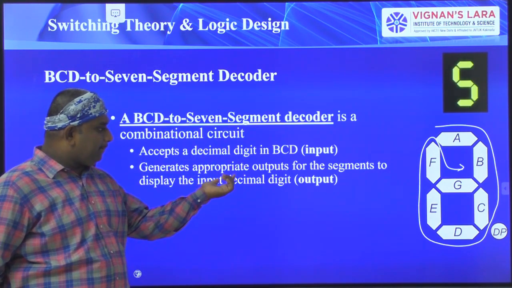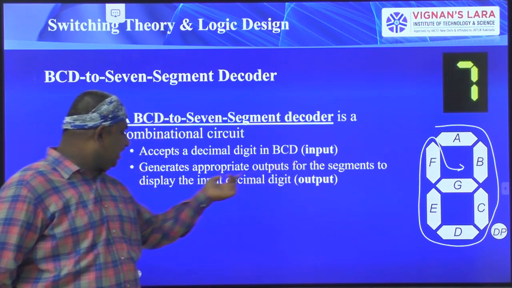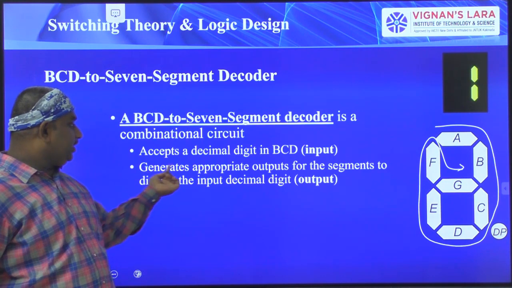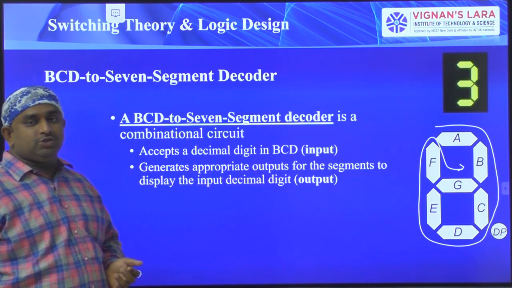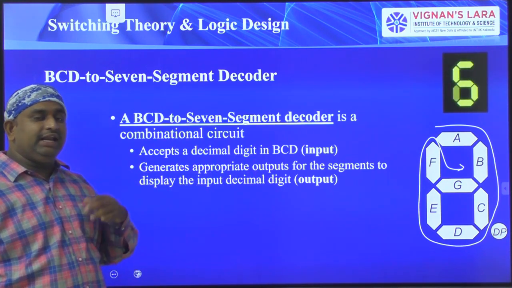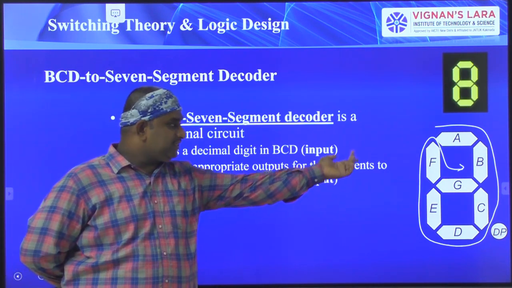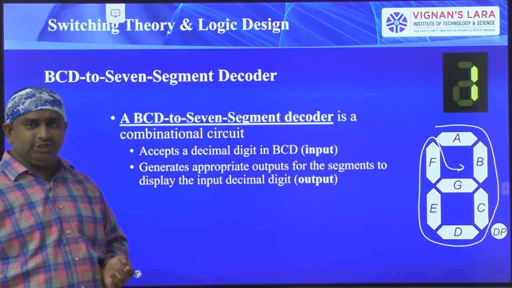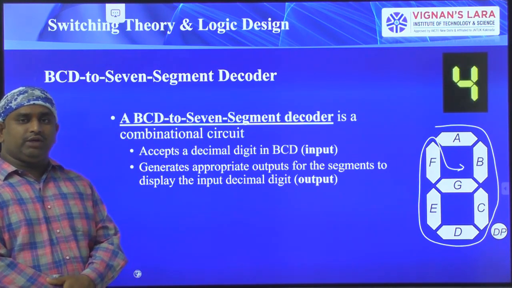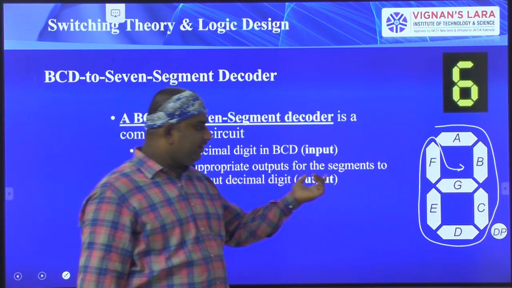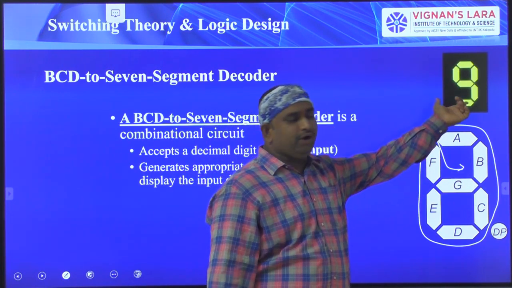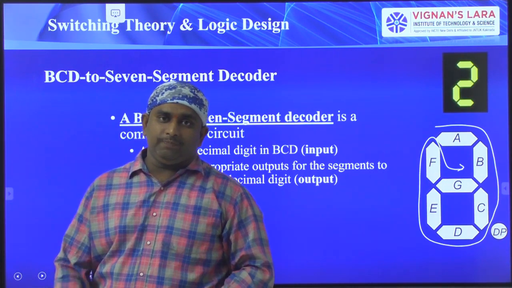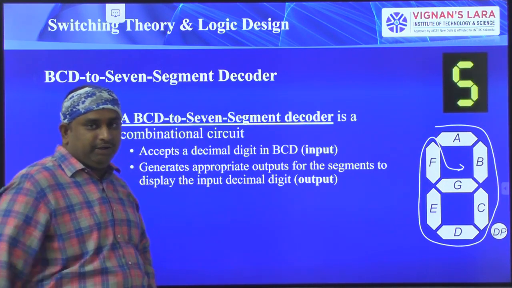Next, it generates appropriate outputs for the segments to display the input decimal digit as output. Whatever inputs we are giving, it generates the related output in the segments and displays the input decimal digit. Whatever input BCD combination you give, it takes that input and shows the corresponding output combination. This is a 7-segment display.